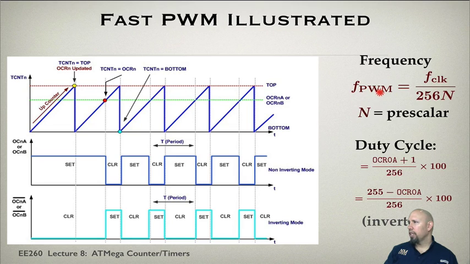Again, this is fast pulse width modulation. The duty cycle of the pulse width modulation signal depends on whether we have the non-inverting or the inverting version. For the non-inverting, we take the output compare register and divide by 256. This gives us the duty cycle for fast pulse width modulation in the non-inverting mode. This is what it is in the inverting mode. So we can actually compute the duty cycle, and that's what we get. This number is expressed in percentage. That's why the times 100 comes in here.